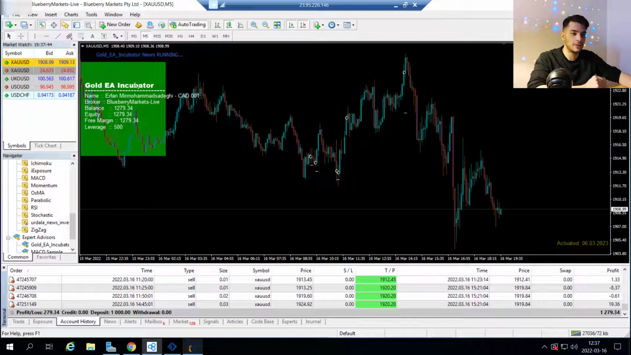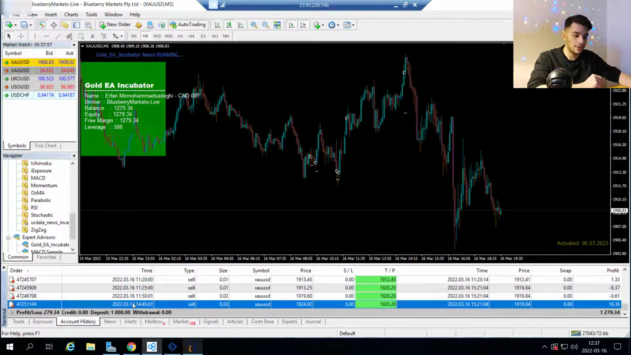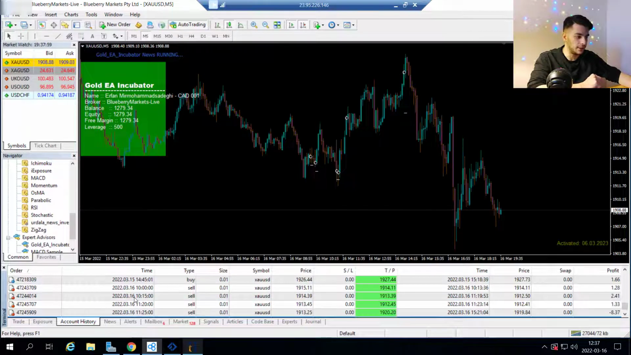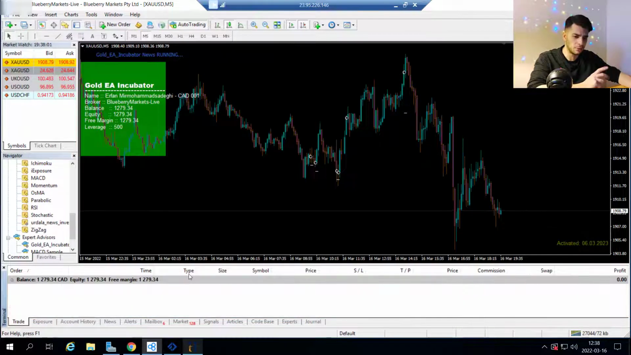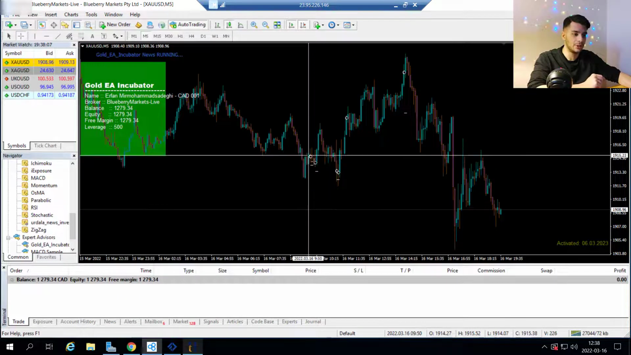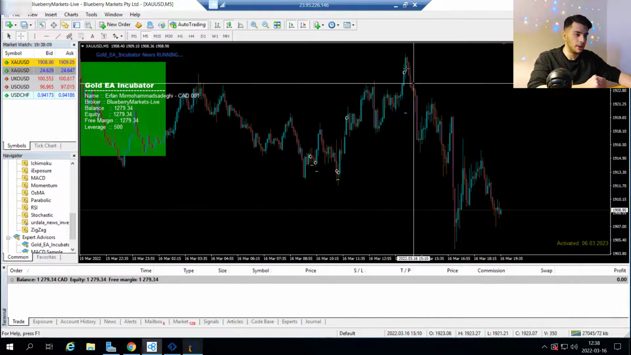And this is my VPS account. As you can see, the account is live, and these are the trades that it actually took during London session for Gold Incubator. It always trades during London session, and today's date is the 16th. These are the trades that it took, and it was probably 1% to 2% up in the past 24 hours, which is absolutely crazy. And these are the trades that it took a few hours ago.